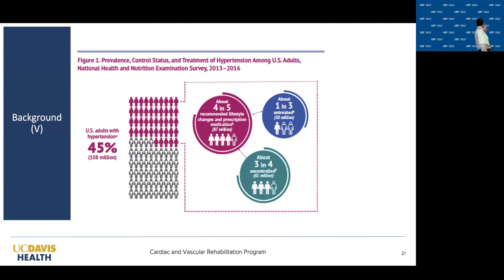And then 1 out of 3 are untreated. So there's a group of people that even though they have it, they've never been given anything. There's no documentation anywhere that they've ever been given a medicine and told that they need to quit smoking, exercise, eat healthy. So are you confused yet with these numbers? Because I was. So what I'm doing is I'm going to digest them for you.